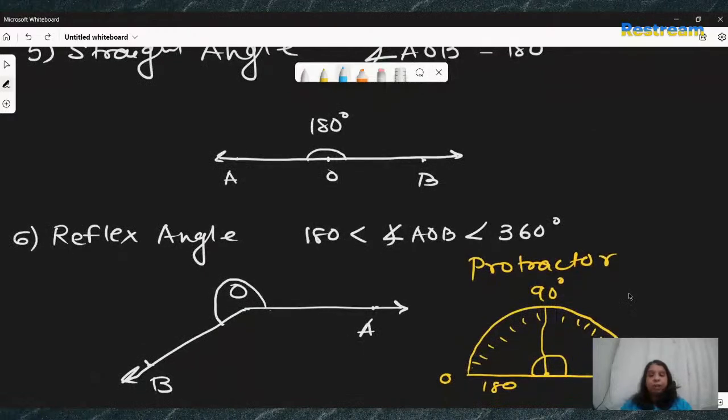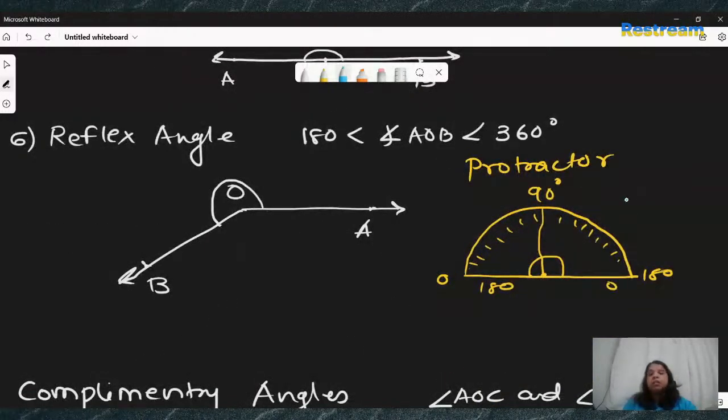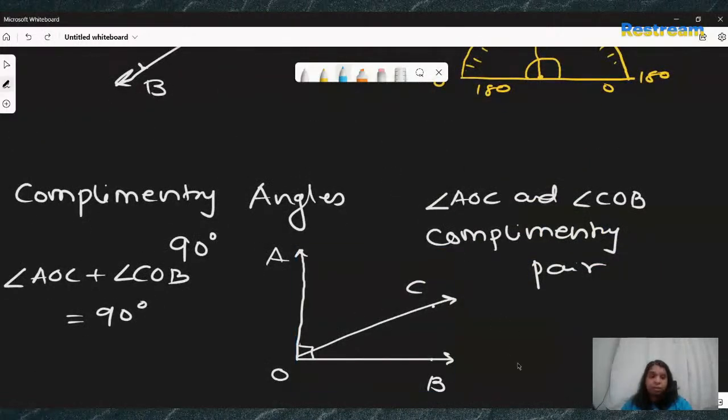The next one is the reflex angle. Reflex angles are angles which lie between 180 degrees and 360 degrees. After that, we learned how to do measurements using a protractor. You can use a 180-degree protractor, or if you have a 360-degree protractor, then your life is going to be easier. But general geometry boxes will always contain a 180-degree protractor, which is called a D. Next one we learned was complementary angles.